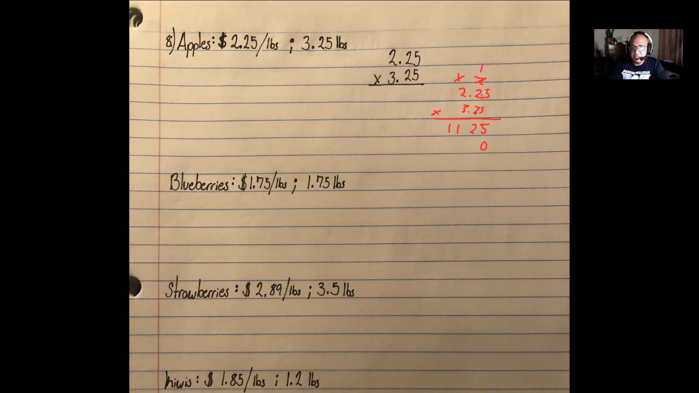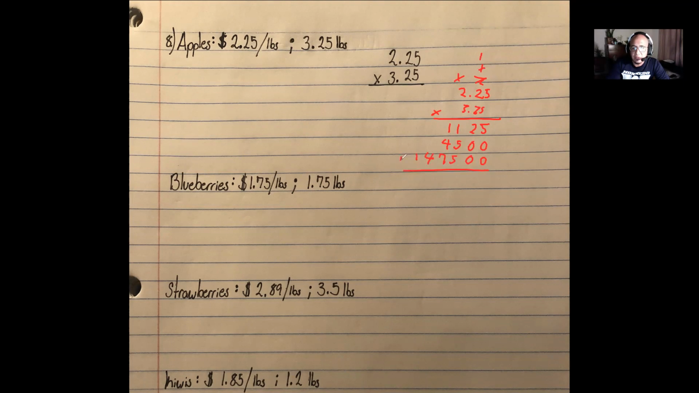2 times 5 is 10. 2 times 2 is 4, plus 1 is 5. 2 times 2 is 4. We're done with the first one. We're done with the second one. Let's move on to the third one. 3 times 5 is 15. 3 times 2 is 6, plus 1 is 7. And 3 times 2 is 6, plus 1 is 7.